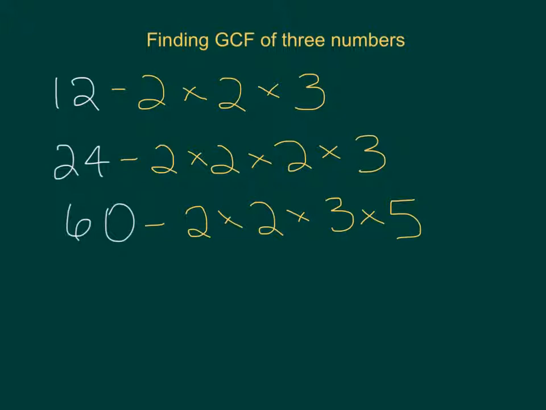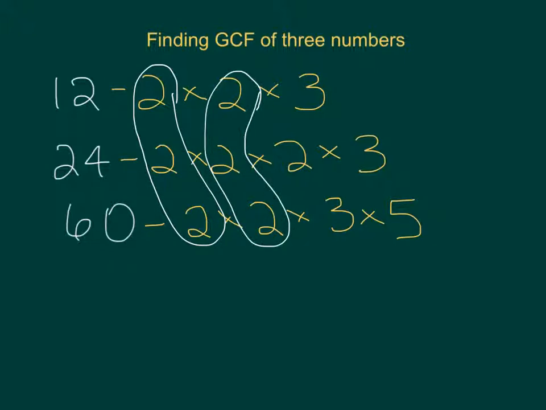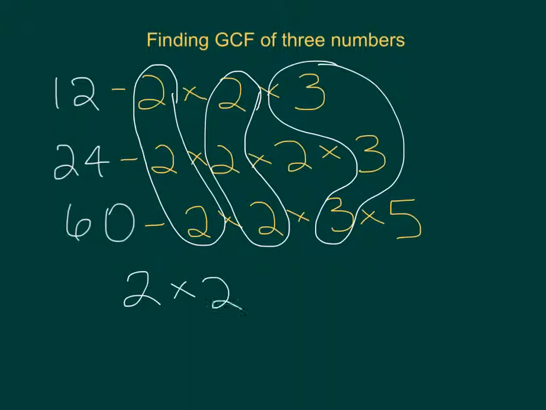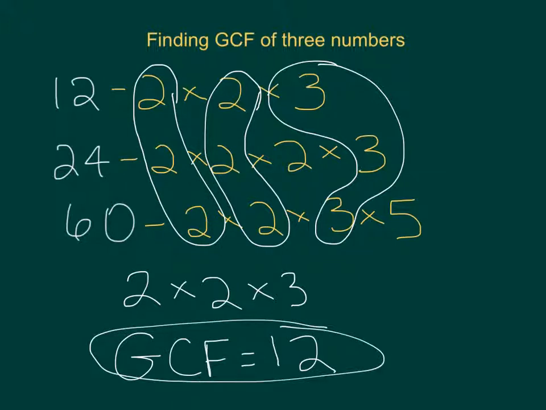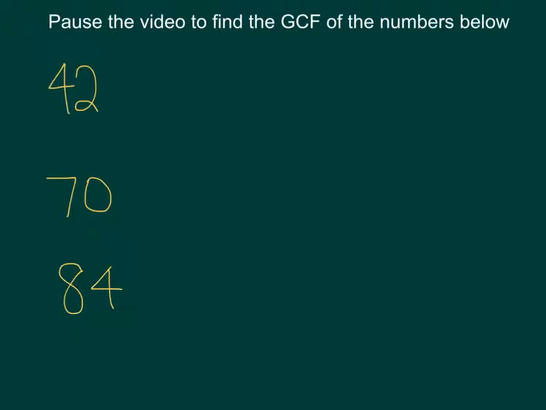So if we look, we have a 2 in each one, we have another 2 in each one, and we have a 3 in each one. So if we do 2 times 2 times 3, we get 12. So our greatest common factor in all of these would be 12. Pause the video to find the greatest common factor of the numbers below.